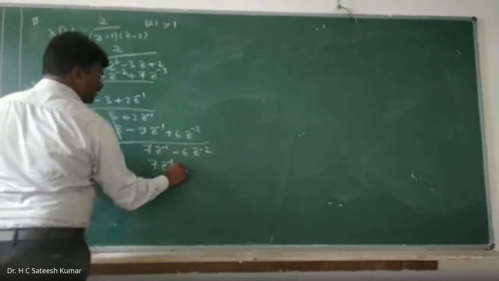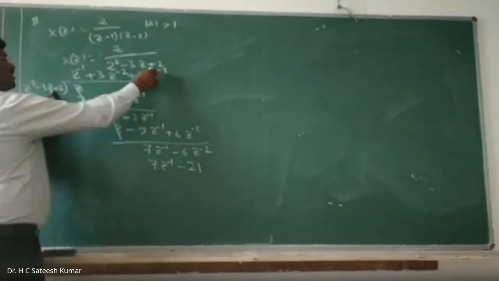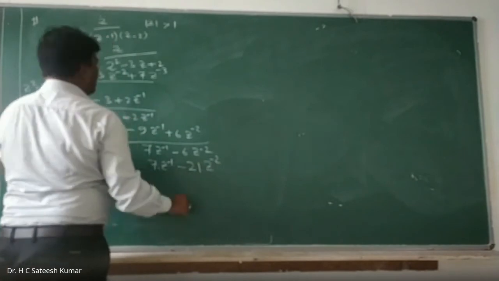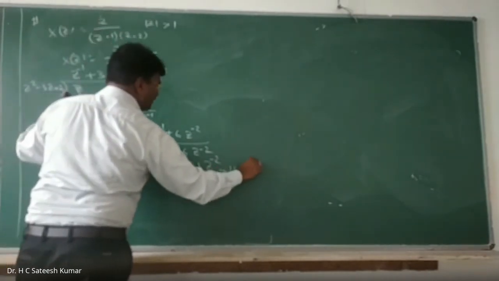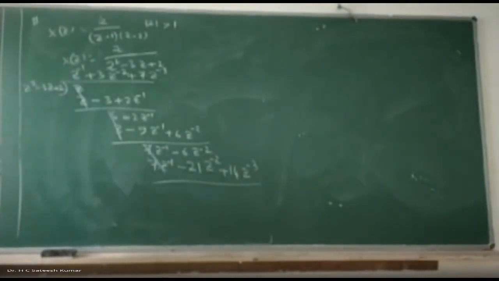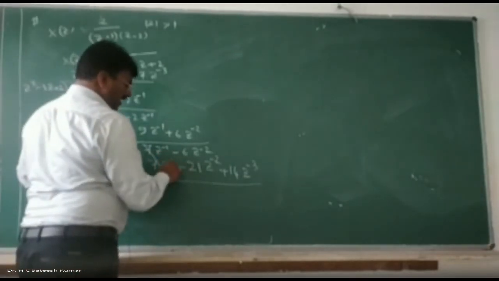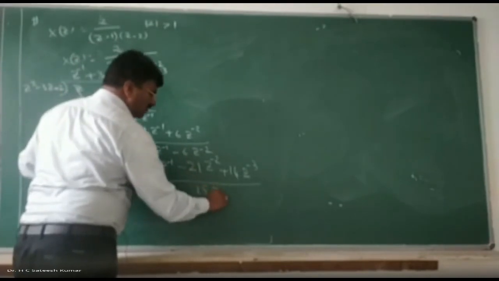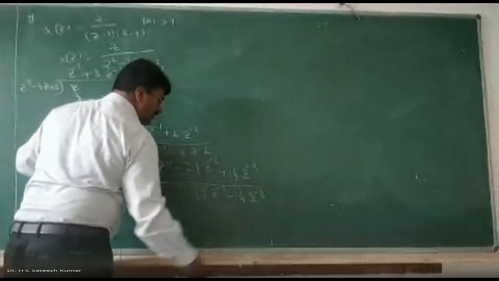7 into 3 minus 21. Minus 21. Z to the power of minus 3 into z means what? Z to the power of minus 2 and plus 14 z to the power of minus 3. This one gets cancelled. 21 minus 6 is what? 15. That is nothing but what? So when you are subtracting, this becomes positive. So 21 minus 6 is what? 15. 15 z to the power of minus 2 minus 14 z to the power of minus 3.